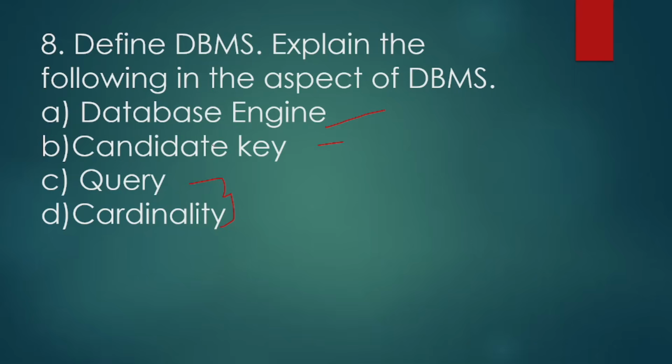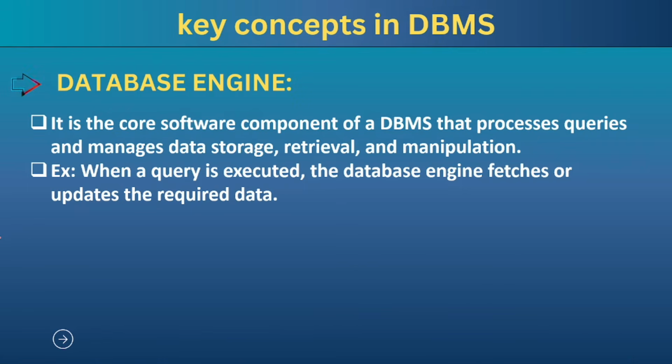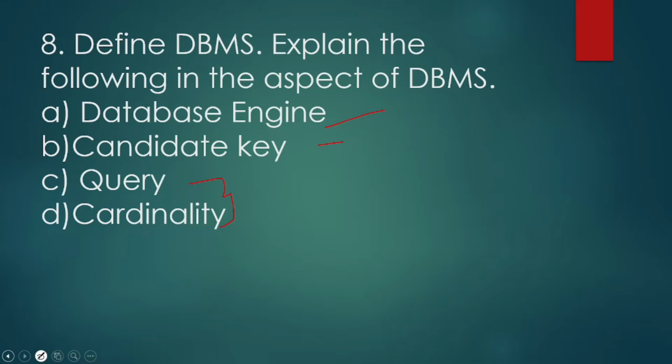And next one, query we discussed. Database engine: it is a core software component of a DBMS. This is the important keyword: core software component of a DBMS that processes queries and manages data storage, data retrieval and manipulation. For example, when a query is executed, the database engine fetches or updates the required data. These are the important keywords here.